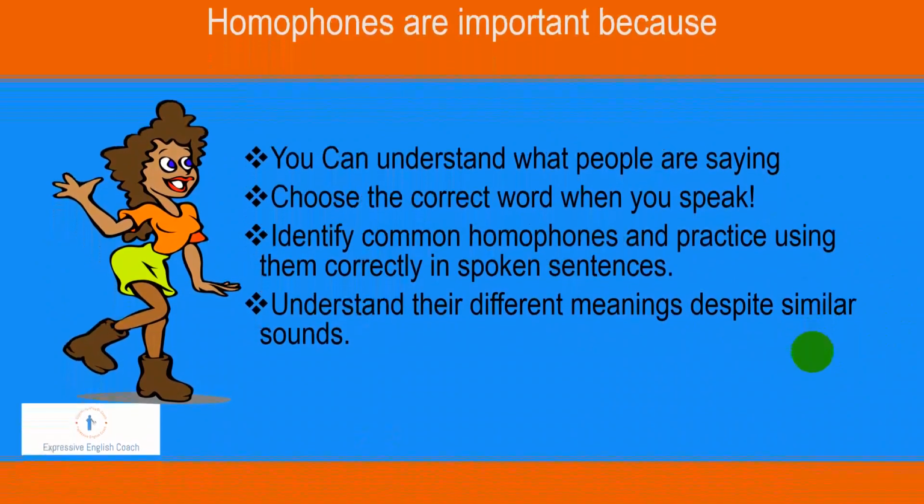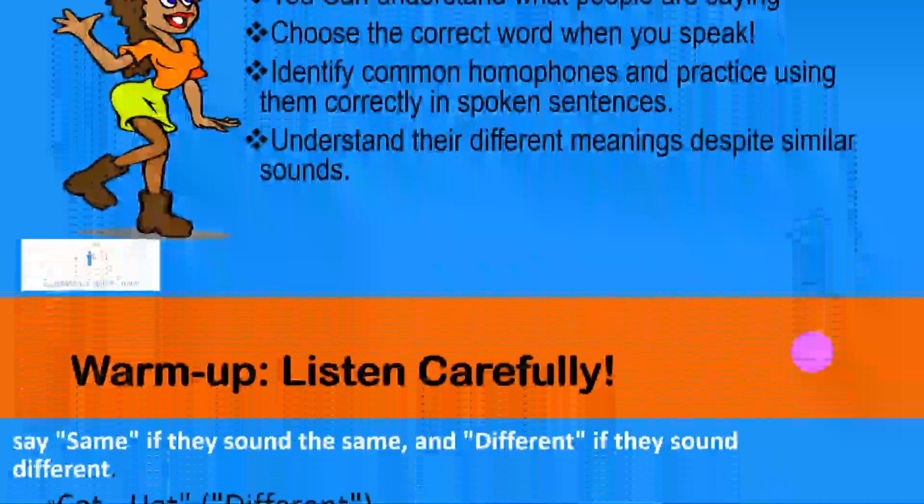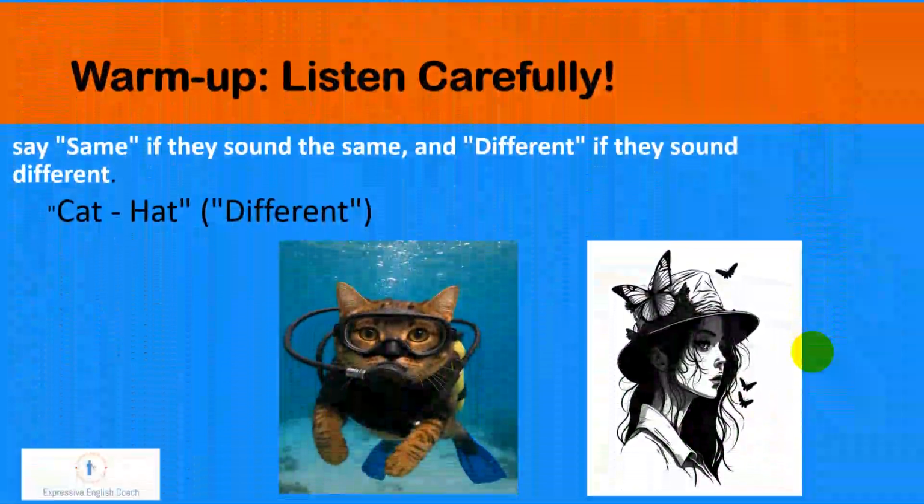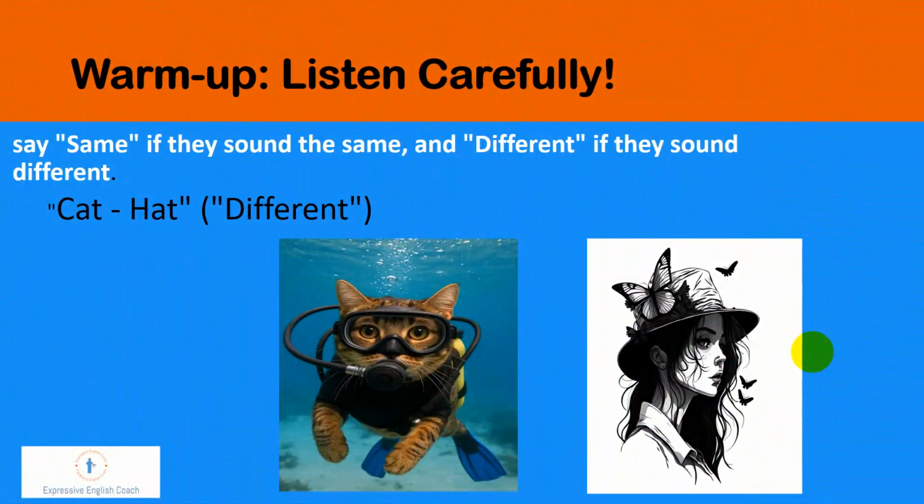Alright, so let's look at some simple exercise, or warm up. Now listen carefully. There are two words, like we have already here, cat and hat. You're going to say if the words are different or the same. You should be able to identify if they are different or the same. Now in picture one we have cat, in picture two we have hat.